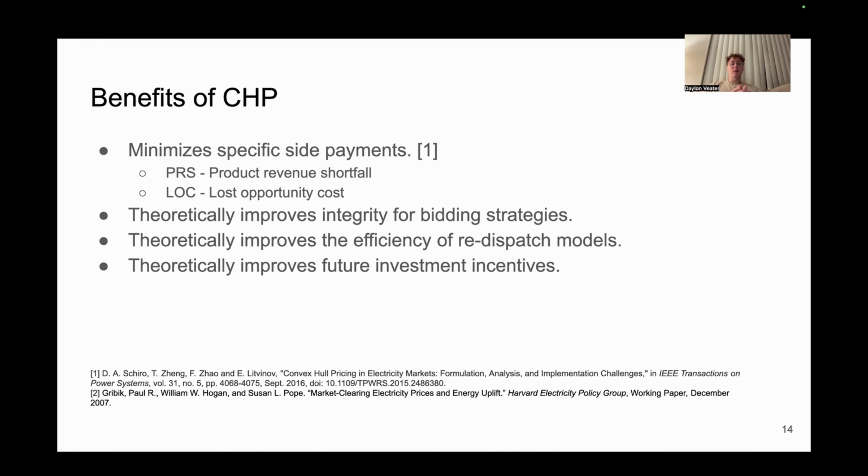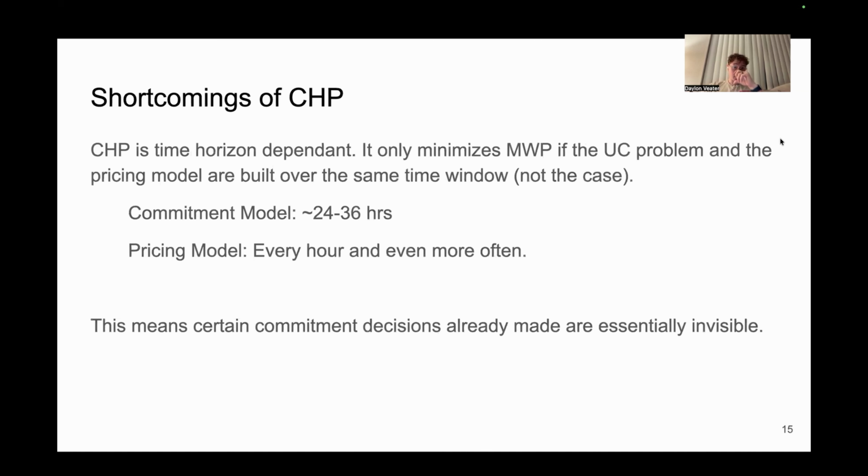And then theoretically, for the same reasons, you'd have investors knowing better what areas need to be upgraded, where lines need to be added in the future. There are some shortcomings of convex hull pricing that have already been mentioned too. The biggest of which is the fact that CHP is time dependent. So it can only minimize those specific side payments if the commitment problem and the pricing problem are built over the same time horizon.